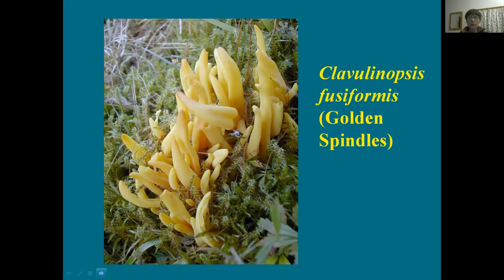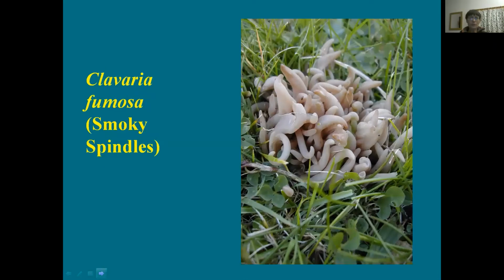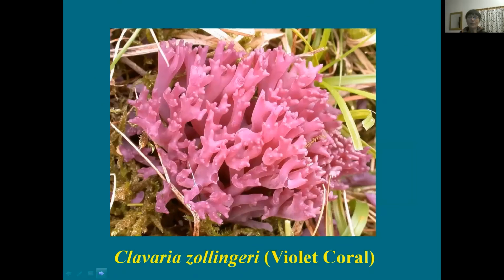And when I find this particular club fungus, I get a little bit excited, as I do with this one, which is smoky spindles, Clavaria fumosa. I think they both indicate that the grassland is of some value and age. And this one, of course, the beautiful violet coral. And you can see here that they're not just single clubs. These are more coralloid, and basically what they've done by branching like this is increase the surface area for the spores to be released from.